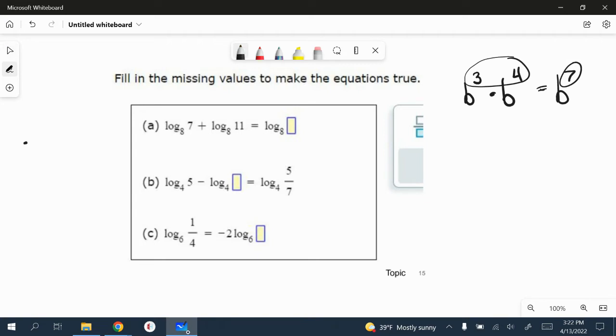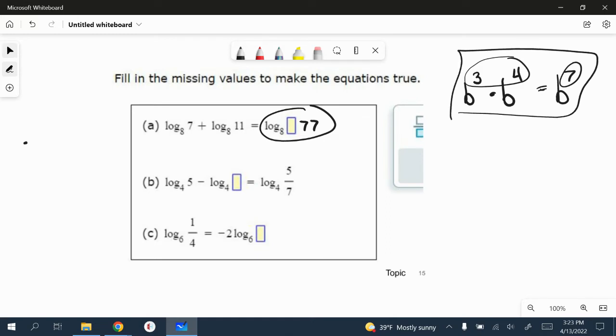So this would be actually log base 8 of 77 would be your final answer, because I multiplied those two. So just like when we do exponents, when we multiply, we add, it's the same situation. Now with subtraction, it's division, obviously. So we had 5 there, so this would have to be a 7, so that when we subtract those, we get 5 over 7.